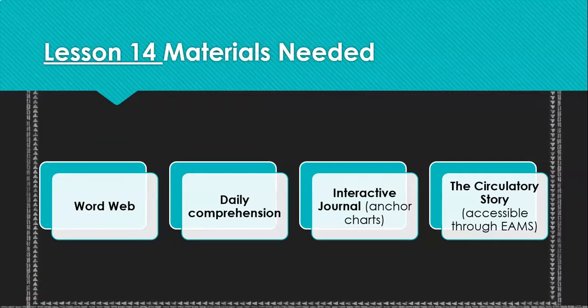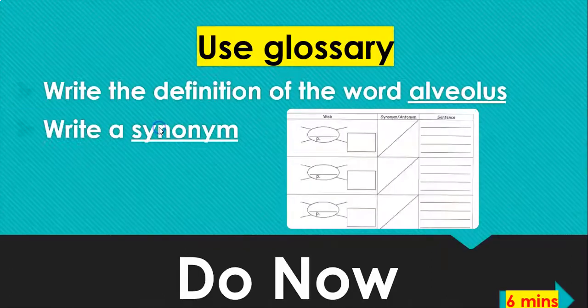So we are going to get started. Remember, we have our word web, our daily comprehension, our interactive journals, which should always be in front of you, especially today because we are going to be talking about figurative language and the circulatory story, which is accessible through Teams. So the word we are going to look for today is alveolus.